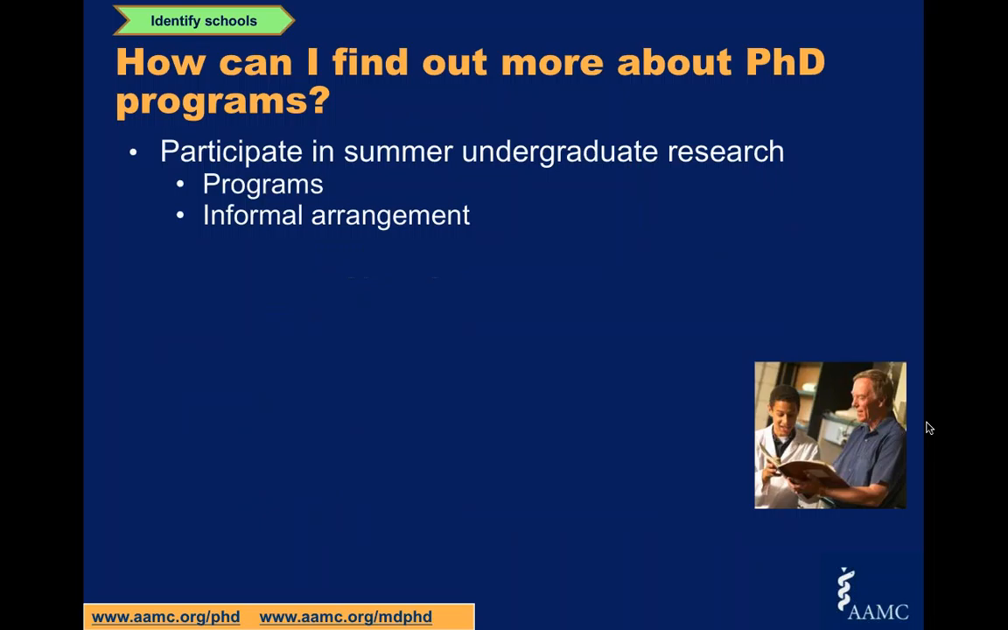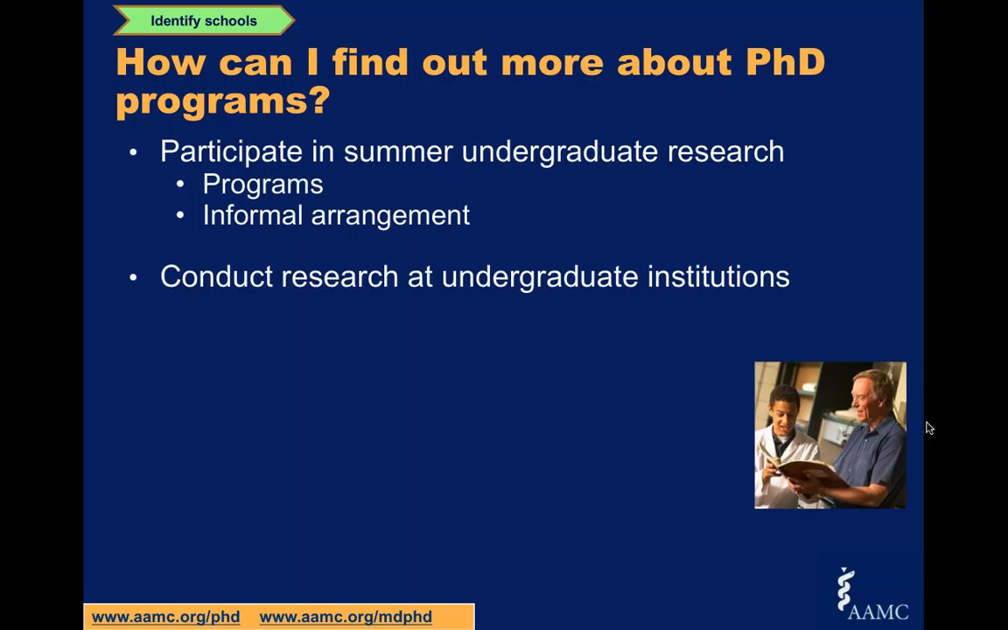So to find out more about PhD programs, one wonderful thing to do is to participate in summer undergraduate research opportunities. This allows you to go to different programs across the nation in the summer and usually get paid a stipend while you're performing research on other campuses. So you can go to a couple of different schools while you're an undergrad over the summer and see what it's like to be there, to meet the faculty and the students, and get a feel for their campus and see if you might want to apply there as a graduate student.